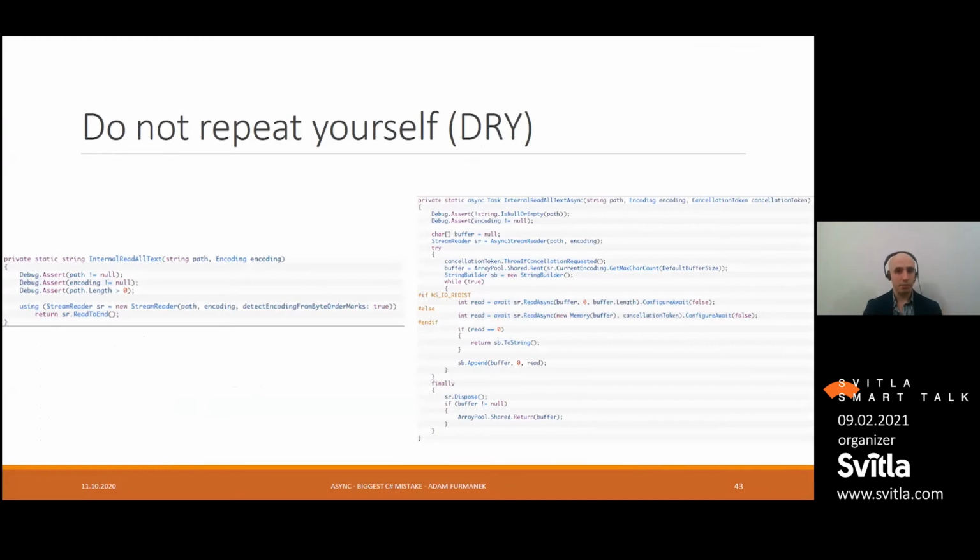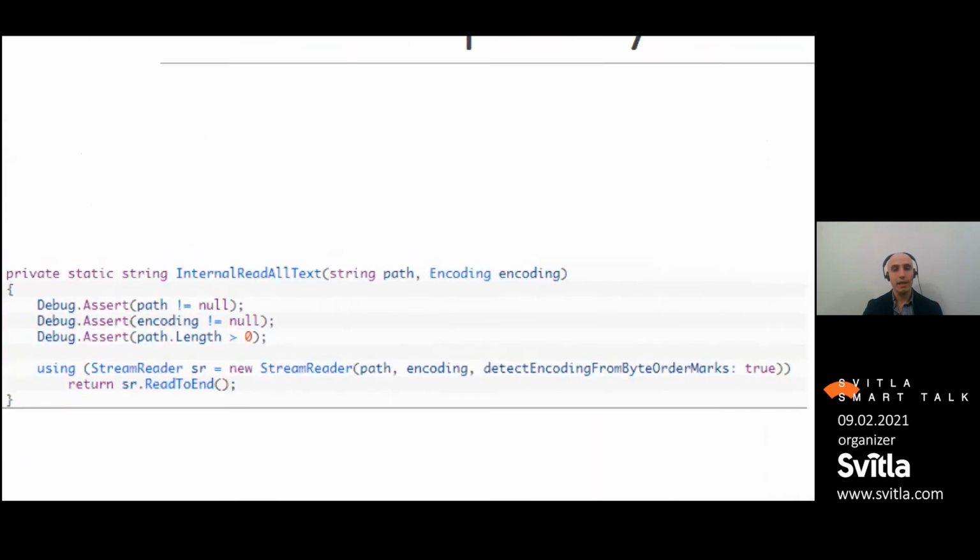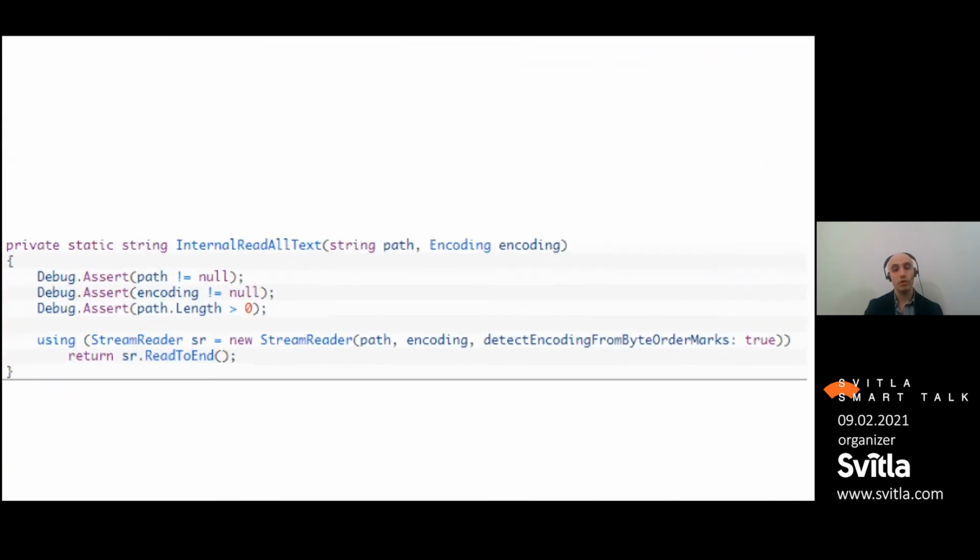Yet another principle which is broken when talking about async and await is the principle of do not repeat yourself. So here you have a method InternalReadAllText, which is basically code executed when you call something like File.ReadAllText.